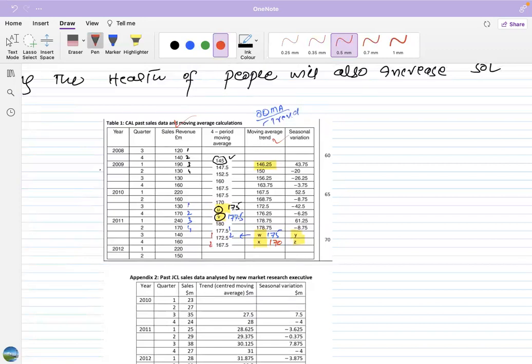So look at the values. For the quarter number 3, it is written in front of that. It means 140 minus 175. The answer is minus 35. Then 160 minus 170. The answer is minus 10. So in this way, we calculate the seasonal variation.